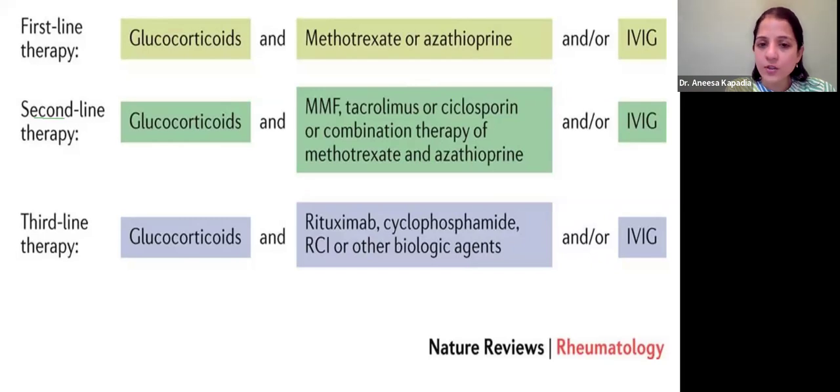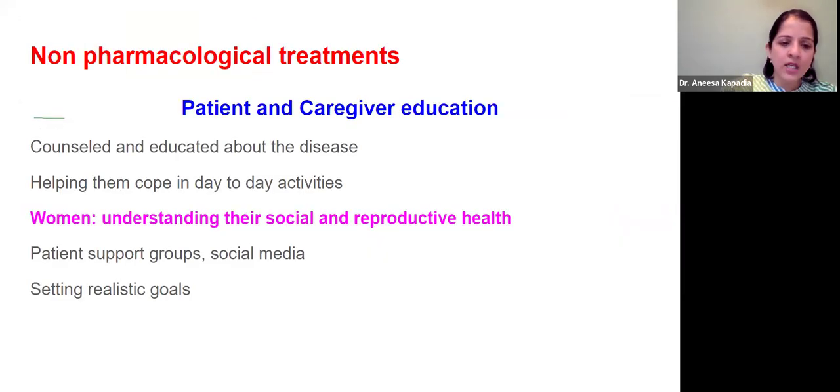or we might use a combination therapy. And finally, in those who either have very severe disease or refractory disease, we might choose rituximab. So this is how we use it. IVIG is never the main treatment, but it's always used as a bridge therapy. So this is a nice chart which we can use to remember the order of drugs that are used. Now I want to highlight and talk specially about non-pharmacological treatments.